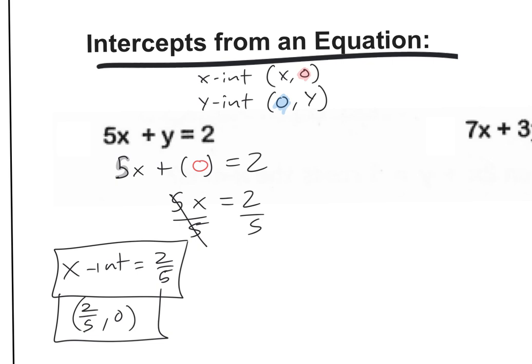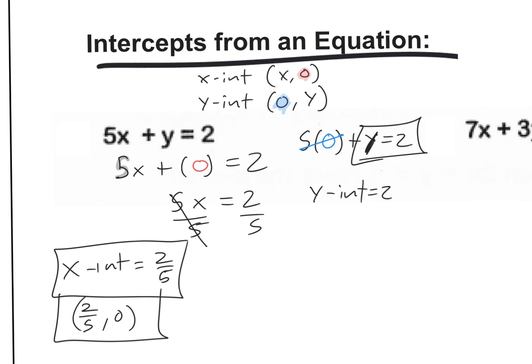All right, well, what about the y-intercept? Well, for the y-intercept, I'm going to plug in a 0 for x. And this obviously just turns to 0. And this is a really simple equation. You're left with just y equals 2. And so my y-intercept is 2. And I could also write it as (0, 2) in parentheses.